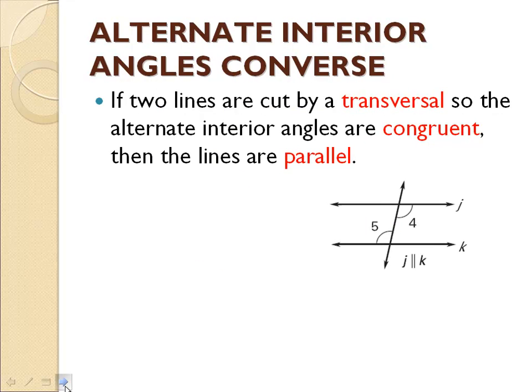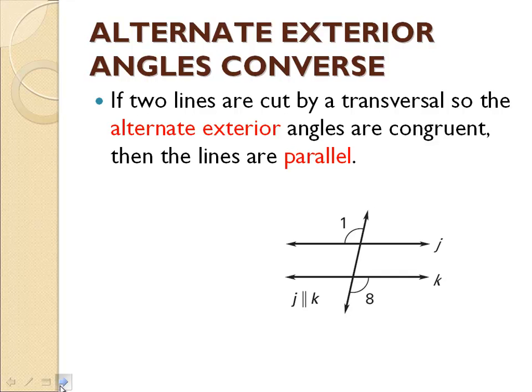The alternate interior angles converse. Again, we're just flipping the if and then statements. So if two lines are cut by a transversal, so the alternate interior angles are congruent, then the lines are parallel. So if we know that these two are congruent, then we know that these lines are parallel.